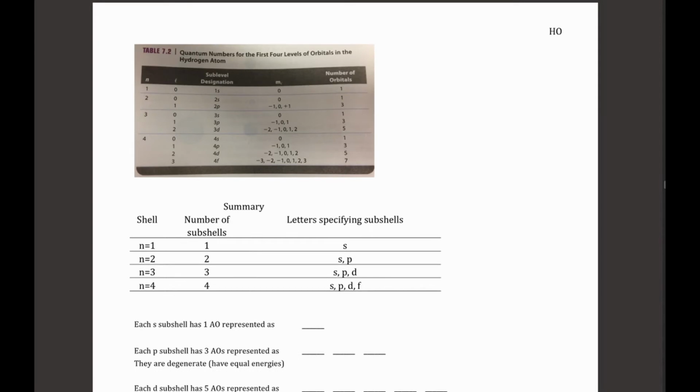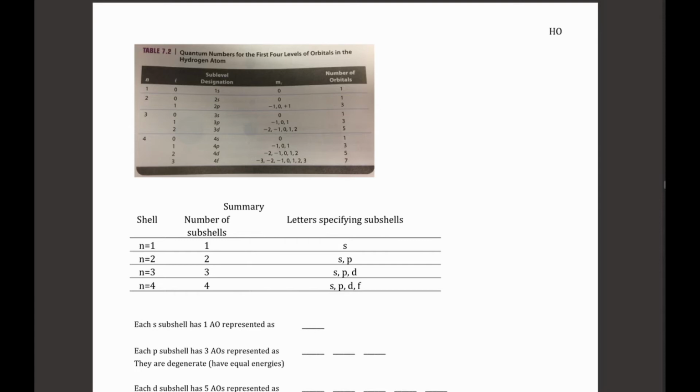So we have the table 7.2. We also have the summary there. When n is 1, we're talking about the shell closest to the nucleus. It turns out that L, which is 0, means there's only one subshell possible there. Because when n is 1, L can only be 0. So there's just one subshell.